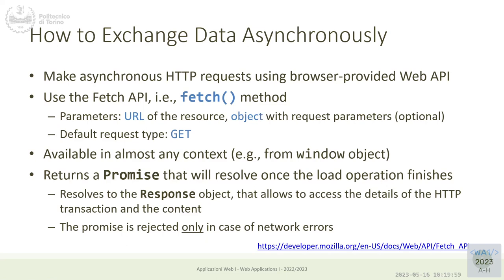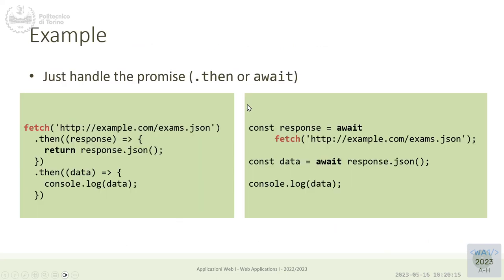Okay, so by default, if I don't provide any second parameter, I will issue a get. But if I want to issue a post or a put, if you want to send a body with a request, I need to specify all the extra information in a second parameter of the fetch. So it returns a promise.